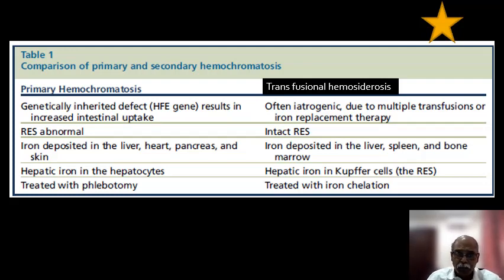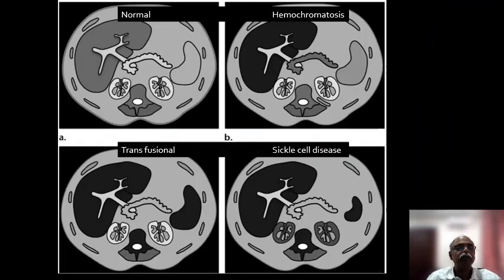Now, in primary hemochromatosis, hepatic iron is stored in hepatocytes because there is abnormality of RES, Kupffer cells, whereas in transfusional hemochromatosis, the hepatic iron is stored predominantly in reticular endothelial system, that is Kupffer cells. The primary hemochromatosis is treated with phlebotomy, and transfusional hemochromatosis is treated with iron chelation. These points, if you remember, you will become a good clinical radiologist.